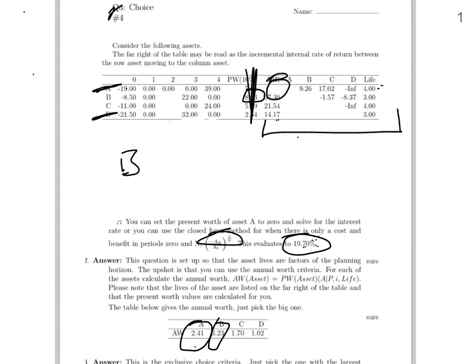B is the cheap one, so all you have to do is check whether it makes sense to go up to C. To see if that works, you check the BC increment, which is right here. You see that the incremental internal rate of return is negative 1.57. What's important is that it is less than 20, so it doesn't make sense to upgrade from B to C. So B is again your best asset, even when the minimum acceptable rate of return is 20%.